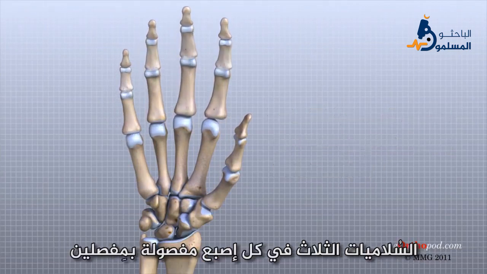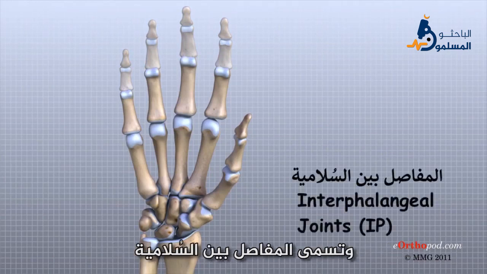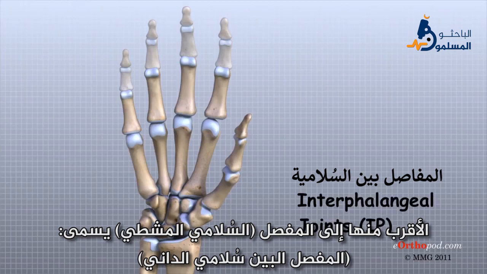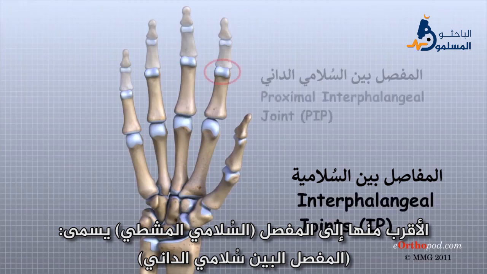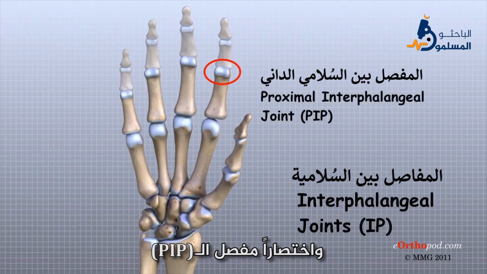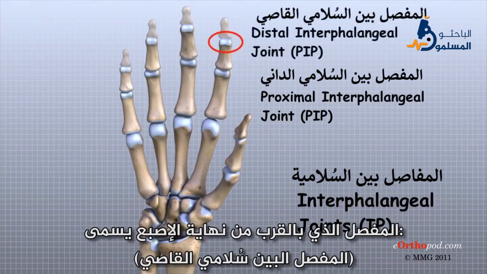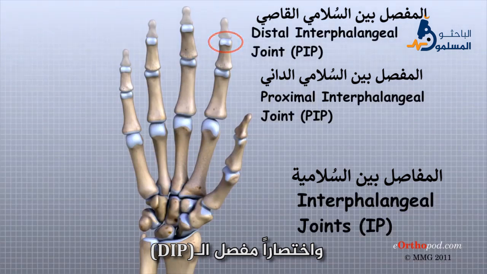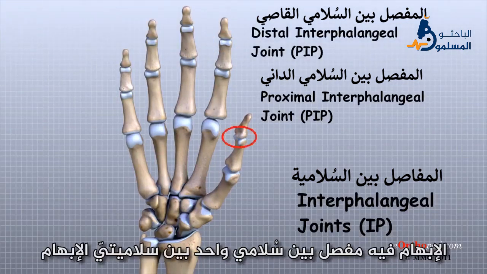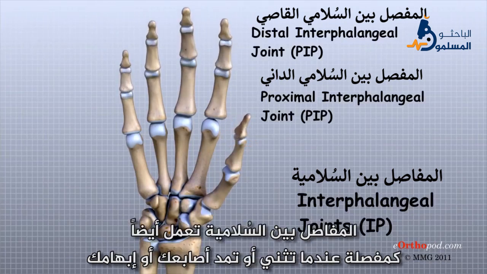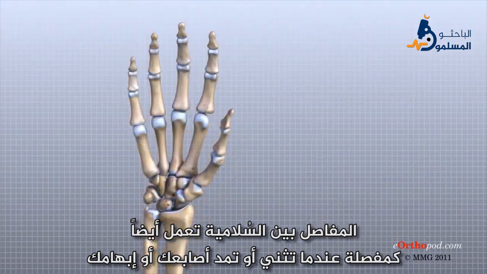The 3 phalanges at each finger are separated by 2 joints, called interphalangeal joints or IP joints. The one closest to the MCP joint is called the proximal IP joint or the PIP joint. The joint near the end of the finger is called the distal IP joint or DIP joint. The thumb only has 1 IP joint between the 2 thumb phalanges. The IP joints of the digits also work like hinges when you bend and straighten your fingers and thumb.